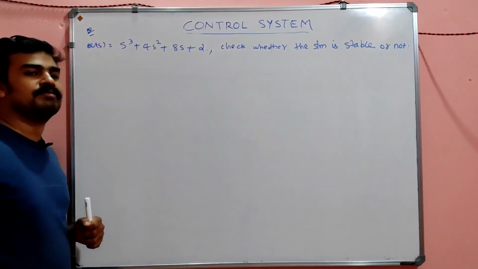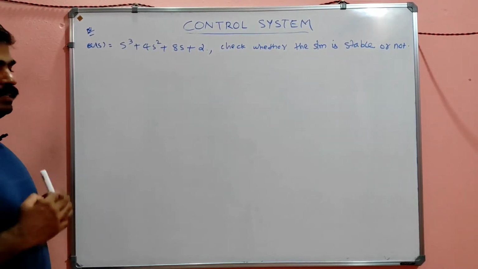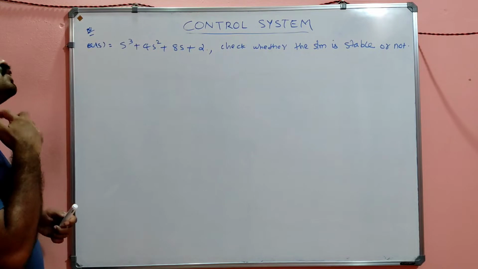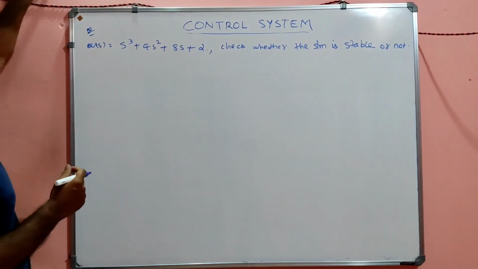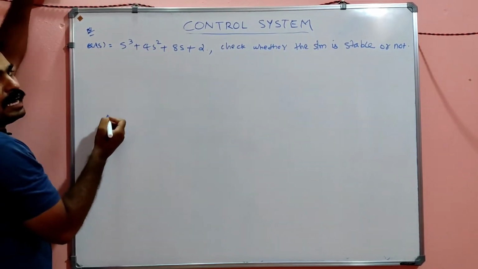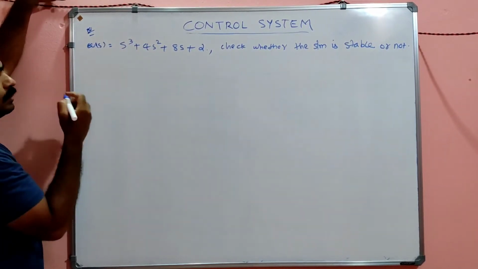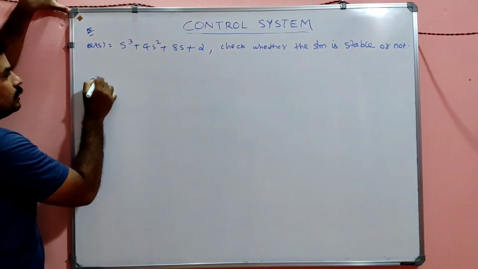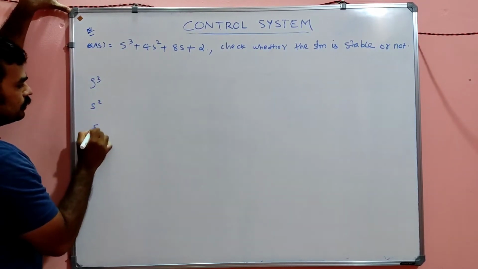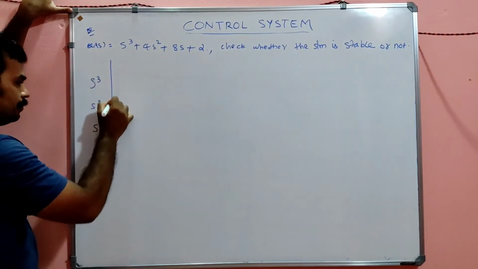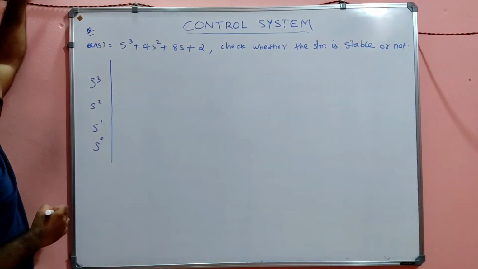So how can we form the RH table? That is the important thing you have to note down. Listen. For forming the RH table, start from the highest degree. It is 3 now. So I can write S cube, S square, S raised to 1, S raised to 0. Is it clear?